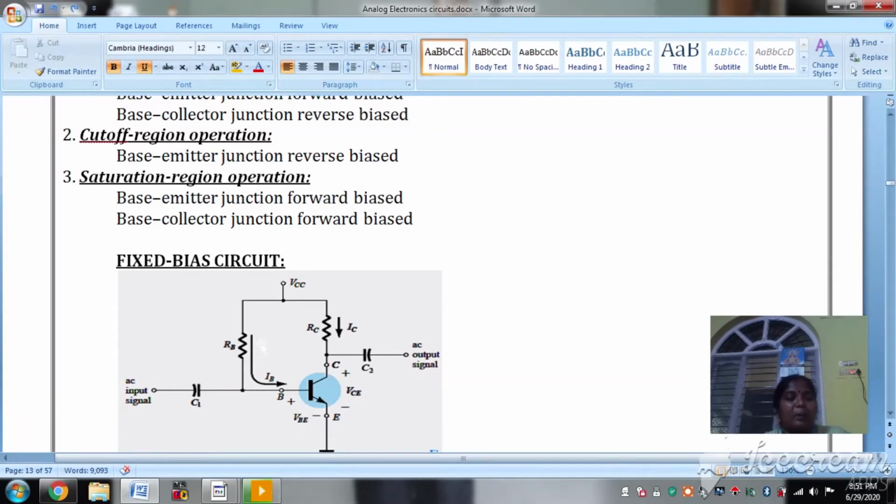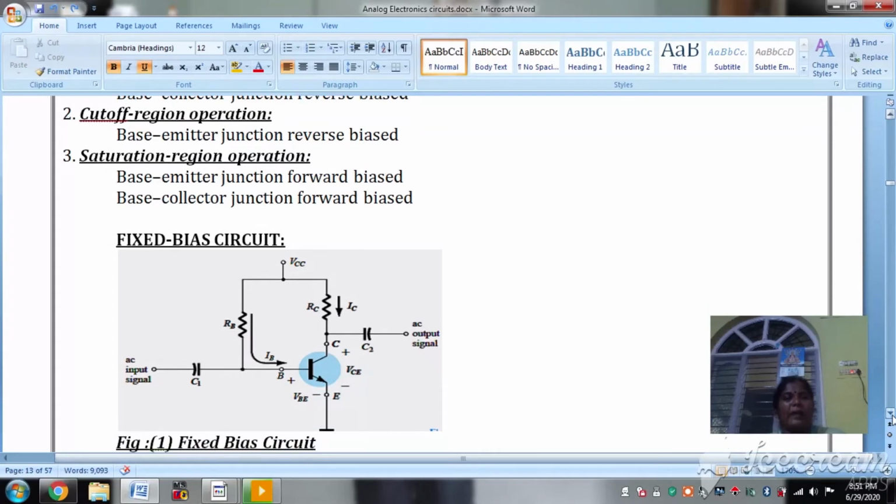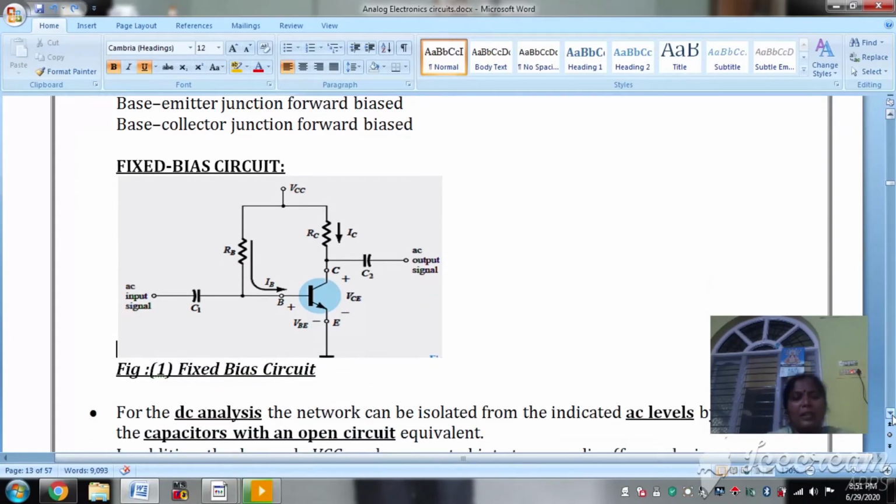This is nothing but your fixed bias circuit. Why it is called a fixed bias circuit: here we are going to use a resistance between your collector and your base, and this resistance is fixed. We cannot change the resistance.